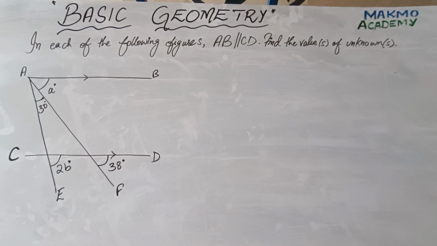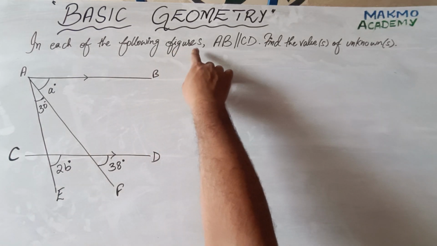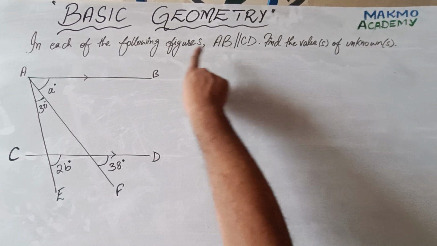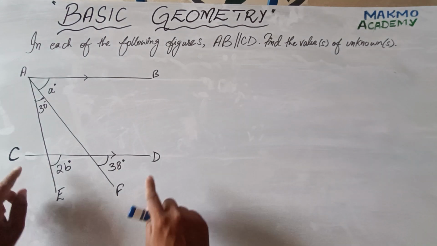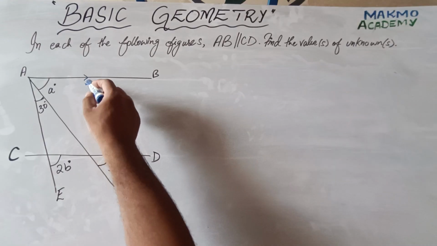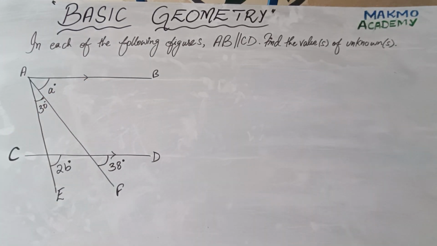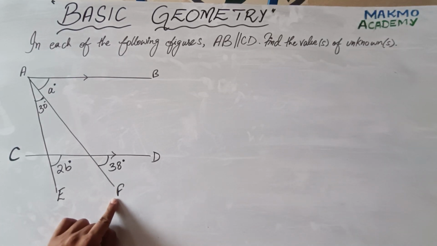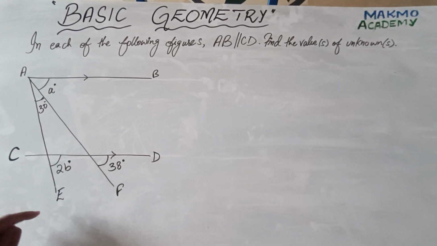Let's look at the figure very attentively and read the question. In each of the following figures, line AB is parallel to line CD. This is line AB and this is line CD. The parallel arrow marks mean that these two lines are parallel to each other. So AF is one transversal and AE is another transversal. There are two transversals in this problem.